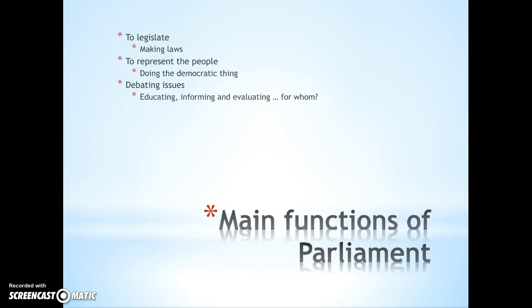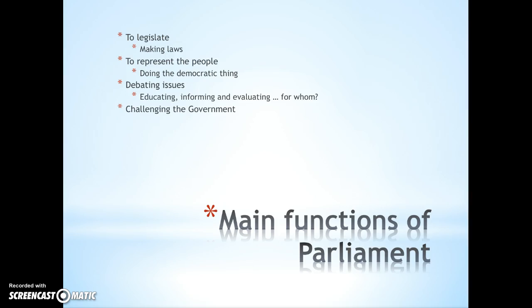And even if the government isn't obliged to take account of the outcome of these parliamentary debates, nevertheless, they fulfill an important function in airing matters, and in a democracy that's got to be a good thing.